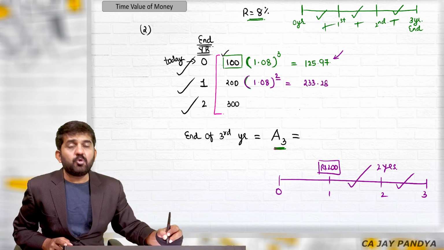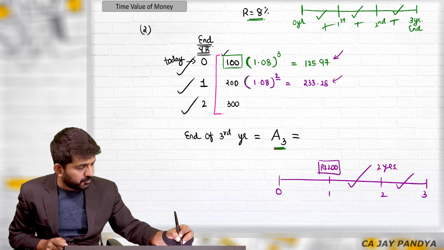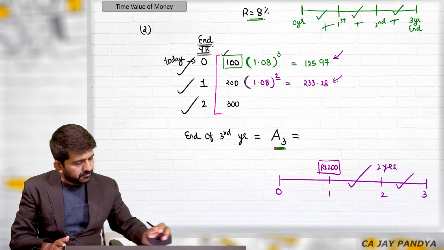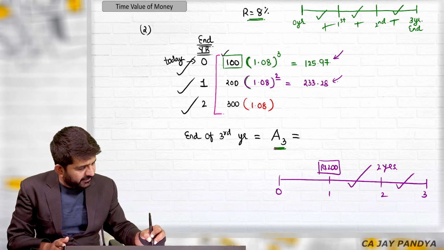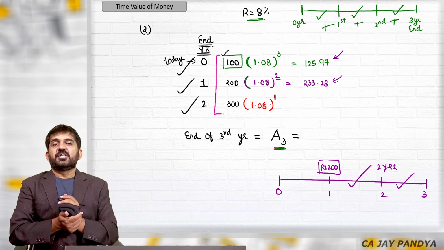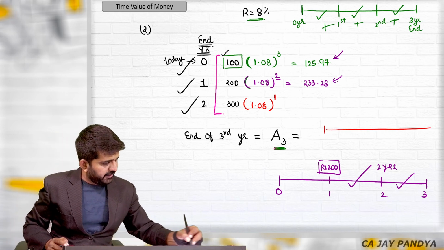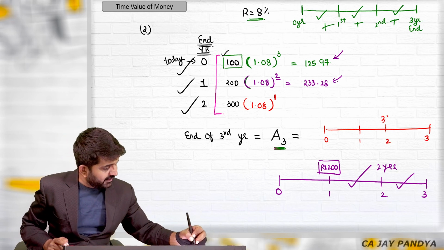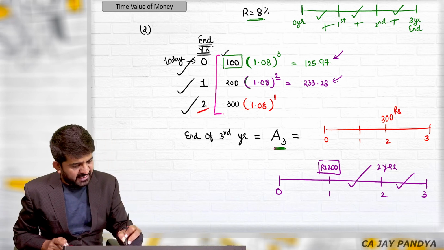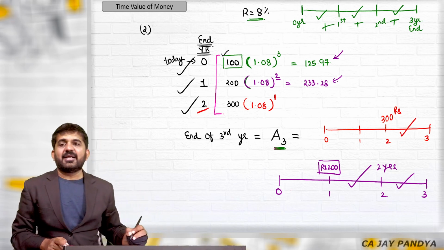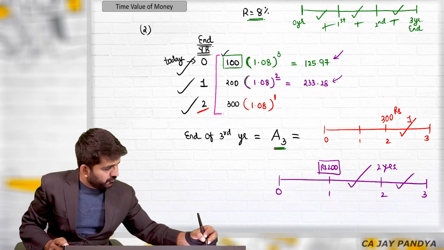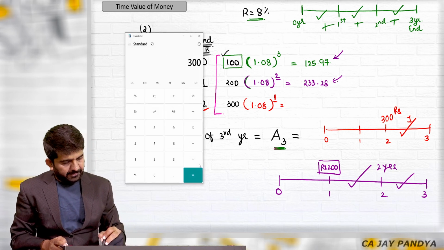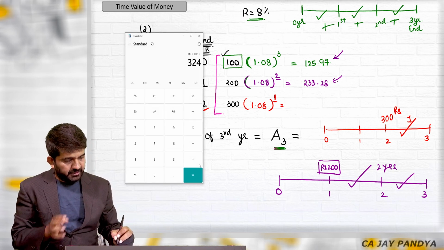So what we are finding out is the amount after 3 years from today. Third one, I will be getting only 1 year's interest. How? Once again, try to concentrate. This is 0, 1, 2, and 3. I am investing this 300 rupees at the end of second year. So I will be getting only third year's interest, which is only 1 year. So I'll be getting only 1 year's interest, which is nothing but 300 into 1.08, which is 324.